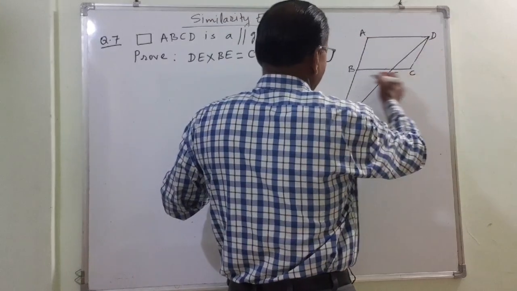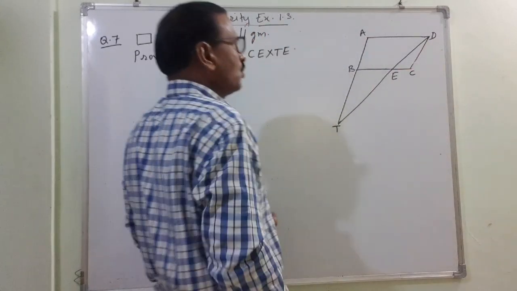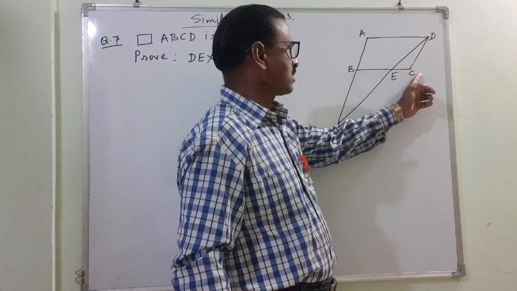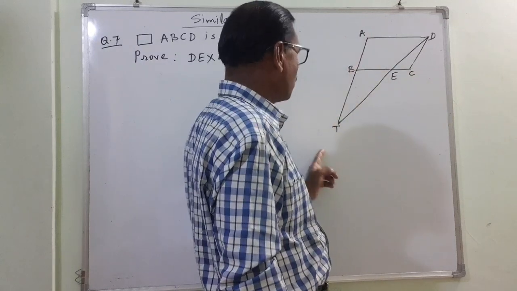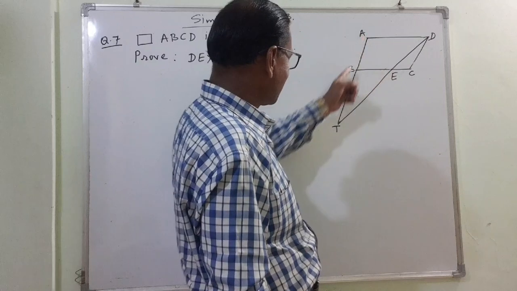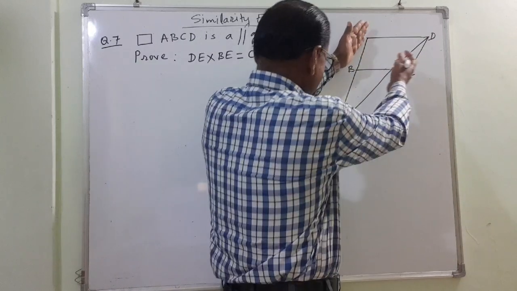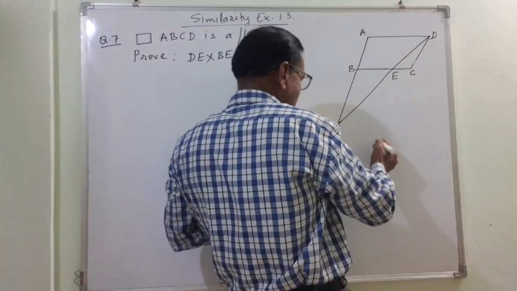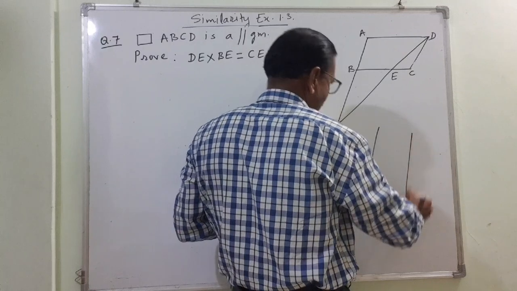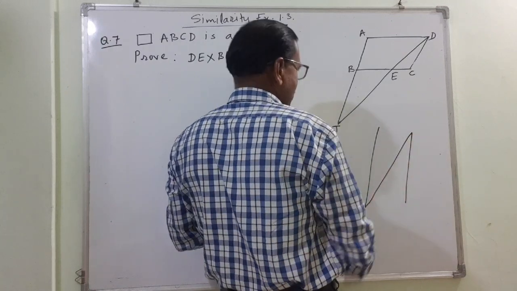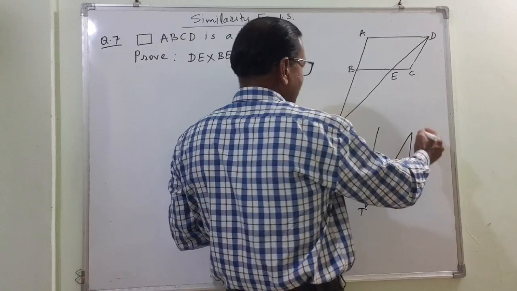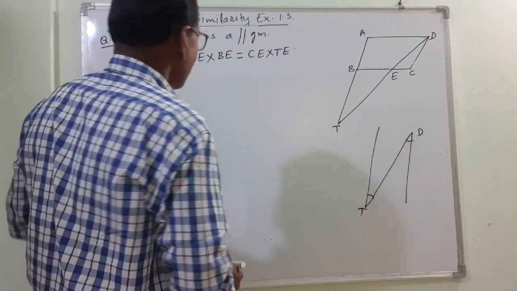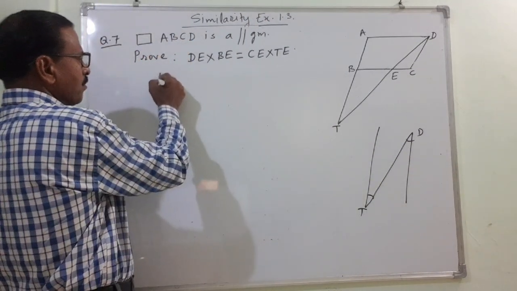This is a parallelogram, so this is parallel to this. This whole is parallel to this because this is just extended. AT is parallel to DC and this is their transversal. At this point T and this point D, these two angles are alternate angles. So that we have to mention BT.